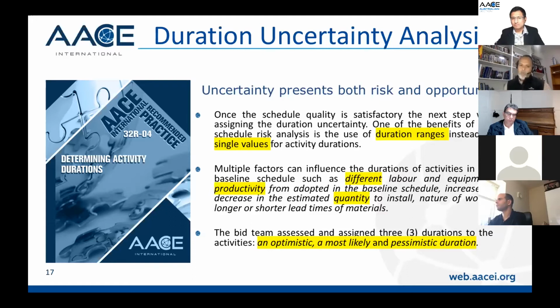So based on that, what we did in this project, we sat together with all the construction, procurement and engineering team, and we did an assessment of the three durations. So we looked at the optimistic, the most likely, and the pessimistic duration. Again, I think that this recommended practice from AACE is actually pretty good. It gives you a lot of background about what you need to do to determine the activity durations in the schedule. So I highly recommend that you read this recommended practice.